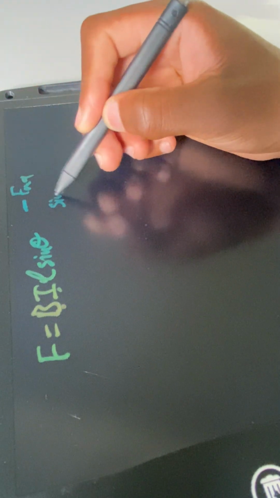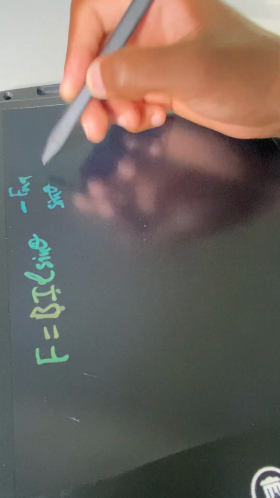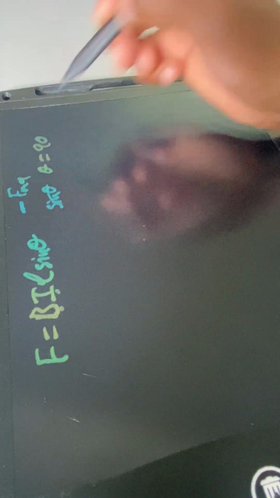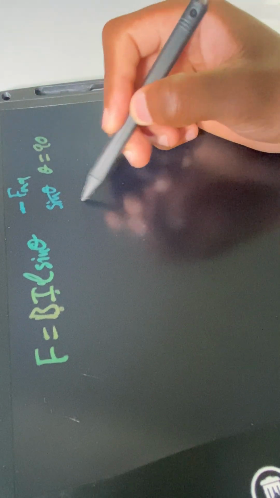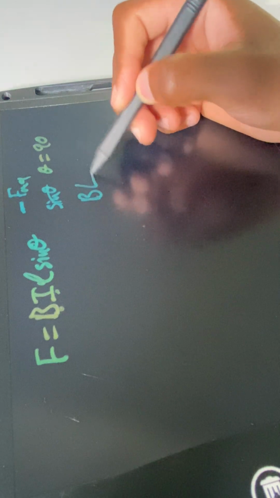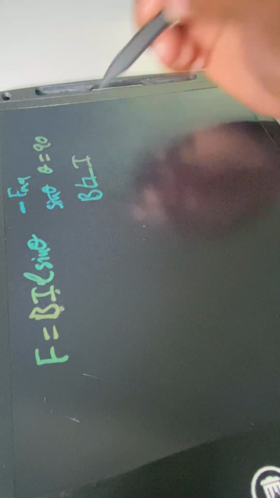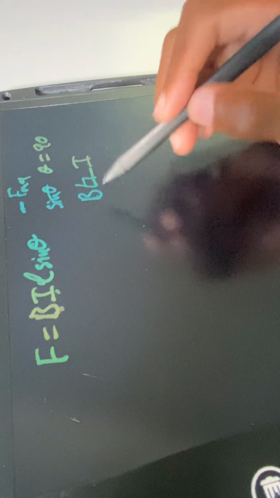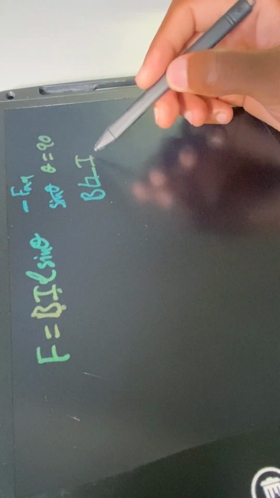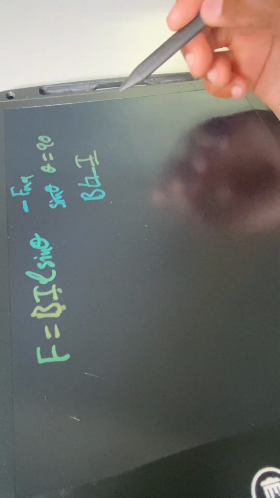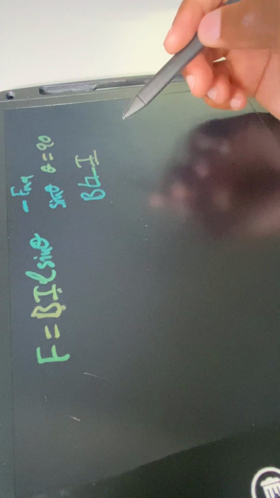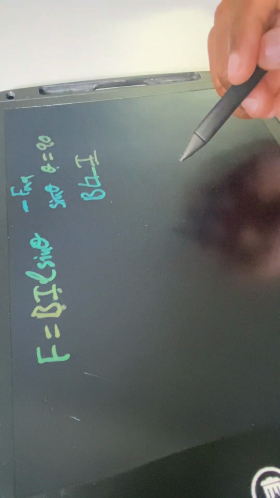Which means theta is 90, right? Because we are saying B has to be at right angles to I, isn't it? So the magnetic field lines have to be at right angles to the charges moving within the wire. So our theta is going to be 90.